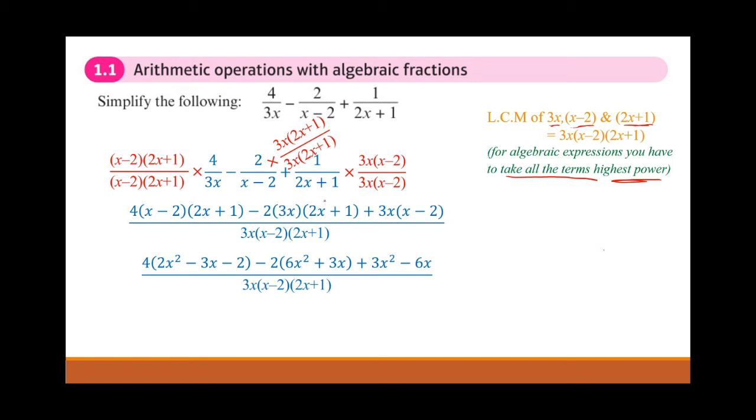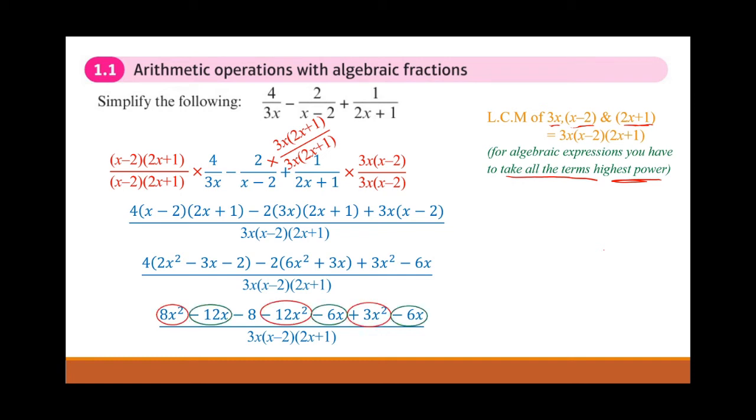Now once you have removed the double brackets, you can go to removing the rest of the bracket by multiplying with the number outside. Alright. So multiply that out and then look for the like terms and simplify the like terms. Alright, so we have 3 terms with x squared and 3 terms with x. So we can simplify that.